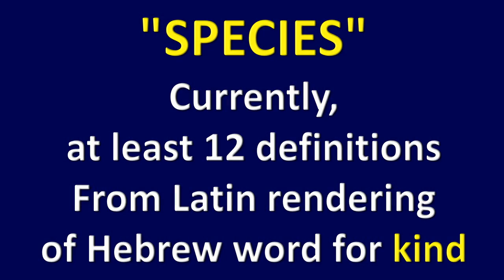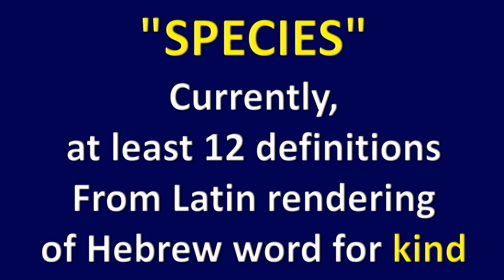What we need to spend a little bit of time on, though, is what does the word kind mean? Now, we see the word kind in the Bible. But kind and species are not synonymous. Again, this is an important point. Currently, there's at least 12 different definitions of species. So when you start asking someone about evolution within species, between species, then you have to look at how you define the word species, and there's all kinds of definitions.